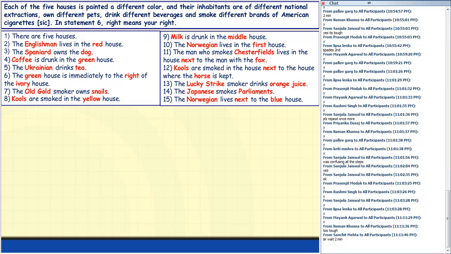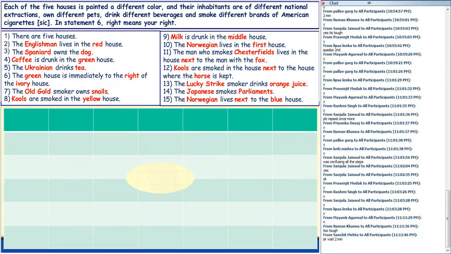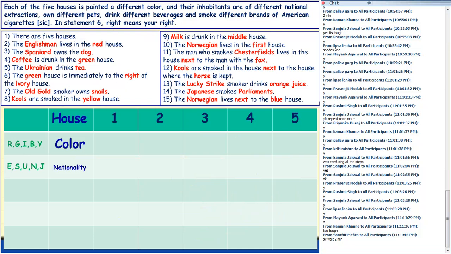Now, here in this table, which you all can see, house number 1, 2, 3, 4, 5. Initially I had assigned the houses simply number 1, 2, 3, 4, 5, and then I'll try to fill the table here. Color RGIBY, nationality ESUNJ, drink CTOMW, smoke OKCLP, and pet DSFHZ. Now I'll discuss one trick with the help of which this question will become much easier. First of all, I'll try to fix the information which is fixed here.